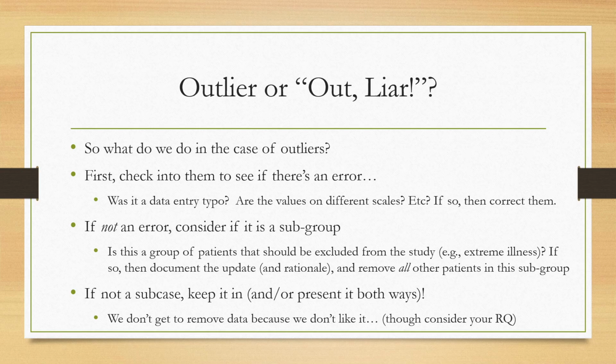Now, if it isn't an identifiable subgroup, leave it in there, or perhaps present it both ways. And I mentioned maybe highlight it. Consider that presenting it both ways is highlighting it. I might say this is the mean salary without Michael Jordan, and this is the mean salary with Michael Jordan. Like these are the two different cases, and this is the effect of that outlier.